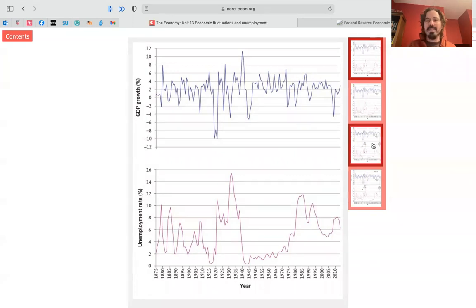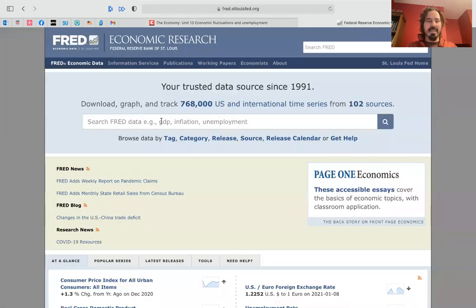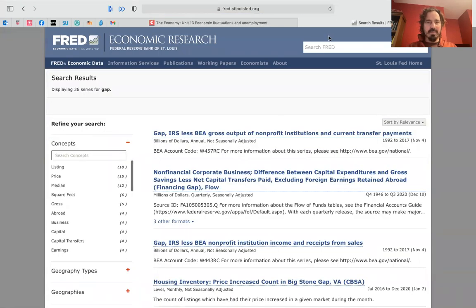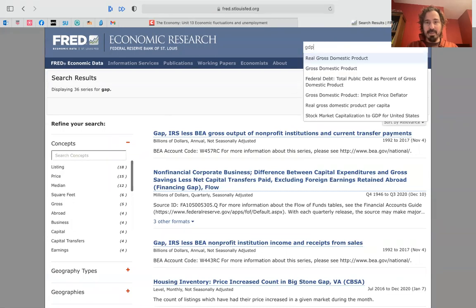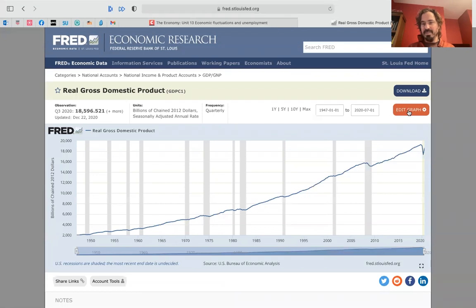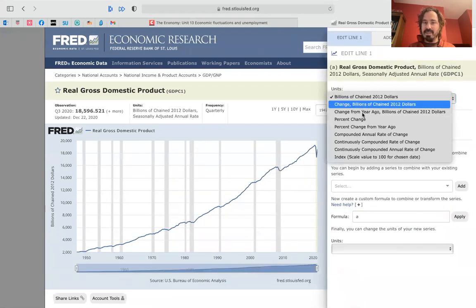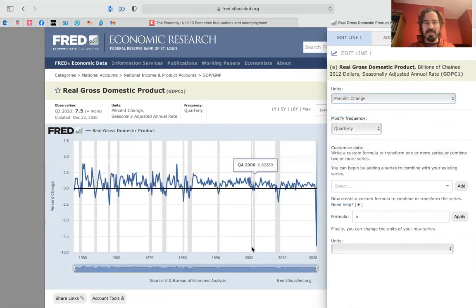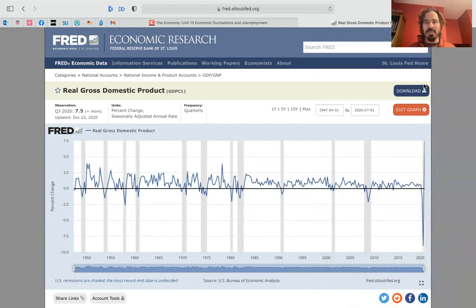Of course we can. We can go back to that FRED data set and search for GDP. My computer keeps changing it to gap instead of GDP. Get the GDP graph, and if we do edit graph and say the units, we want the percent change. Now we have that graph of the percent change in GDP each quarter for the United States. Notice the craziness here with the start of COVID, where GDP jumps down and then back up.